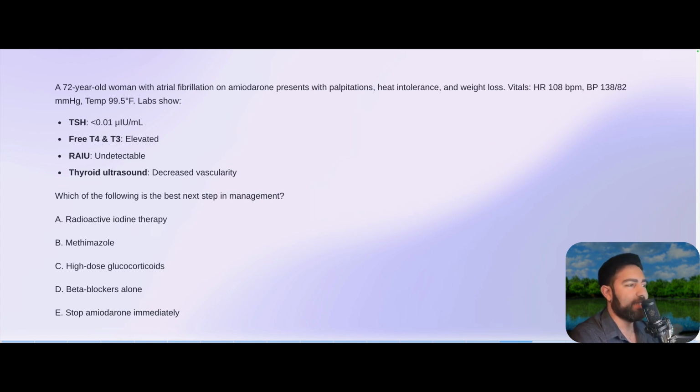So which of the following is the best next step in the management of this patient, basically? Go ahead and pause the video right here, pick your answer, and go through the options together.